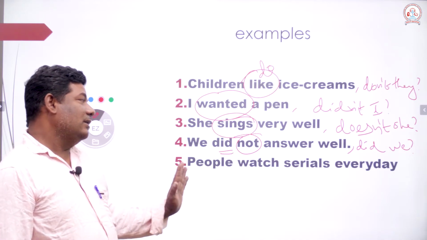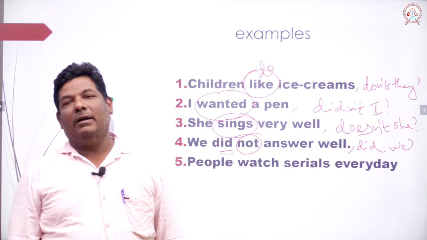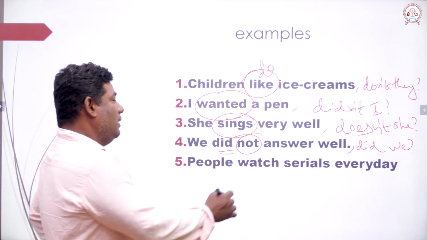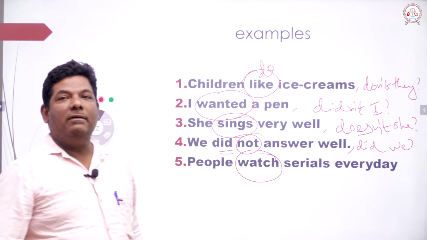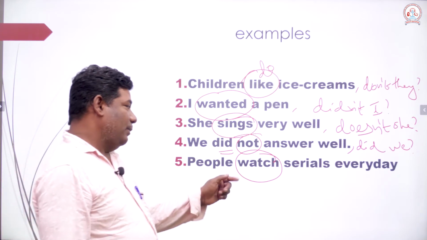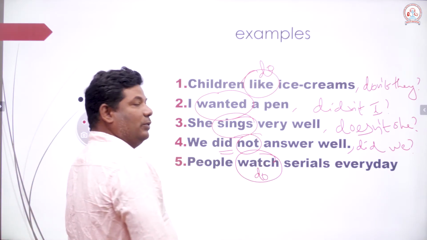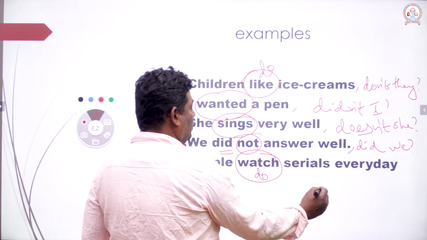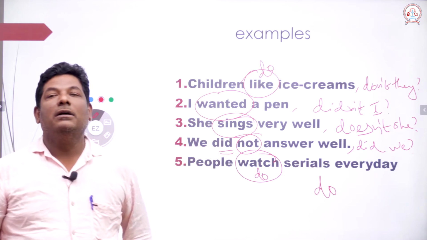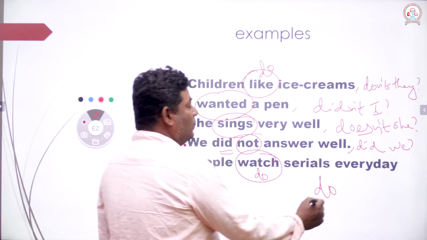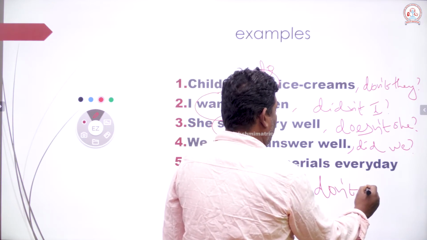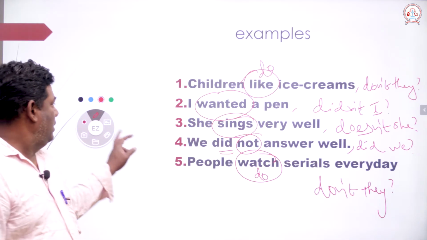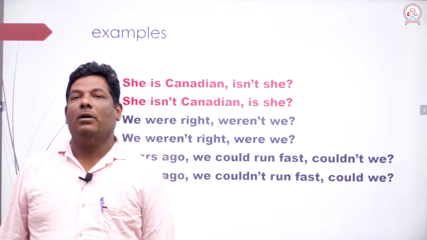People watch serials every day. This also does not have an auxiliary verb directly. Therefore, we take the main verb here, and in the main verb it is present. Therefore, we have do, just like the first one. So, we have to write do. It is a positive sentence, so we must write negative. So, don't they. People, right, don't they. This is how we have to write, and this is very easy. I hope you all can understand.